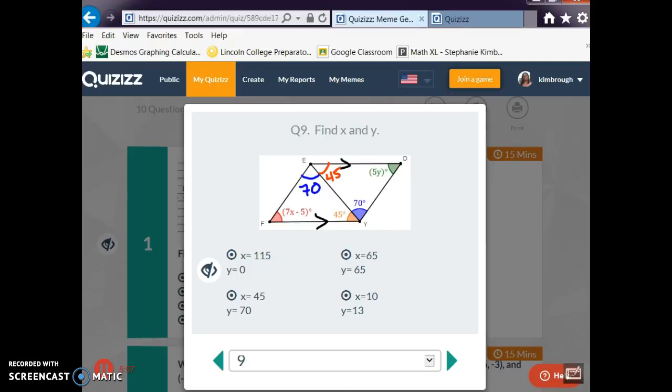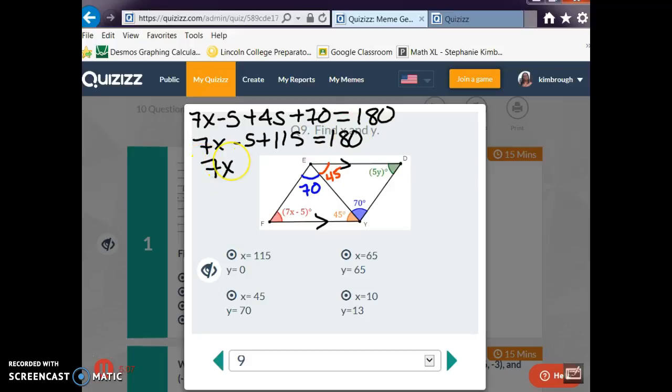So, for this triangle FEY, we have 7x minus 5 plus 45 plus 70 equals 180 degrees. Let's simplify this to see if we can find our x. 70 and 45 is 115. 7x minus 5 plus 115 is 7x plus 110. 180 minus 110 is 70. X must equal 10.